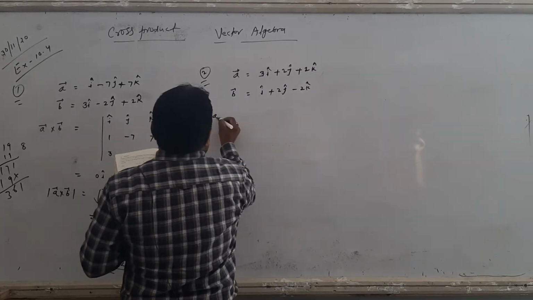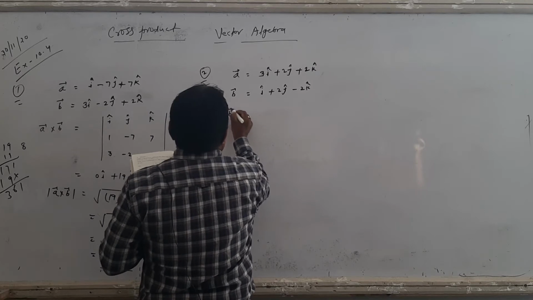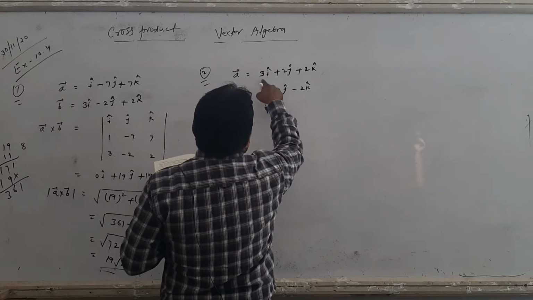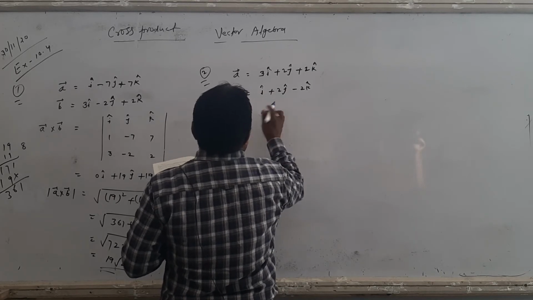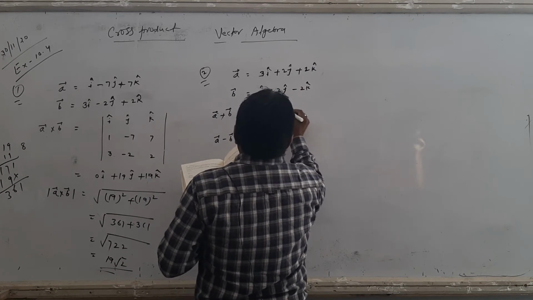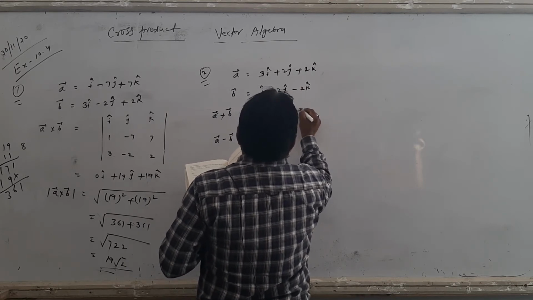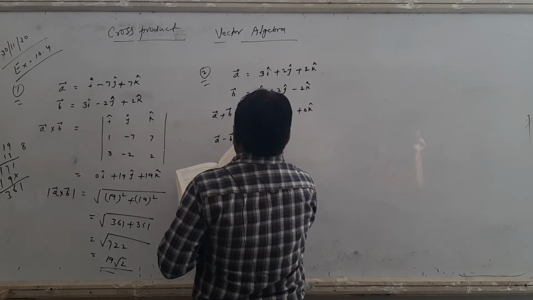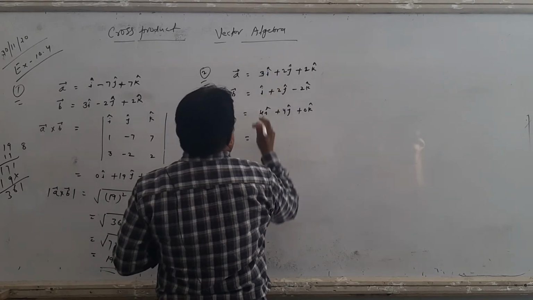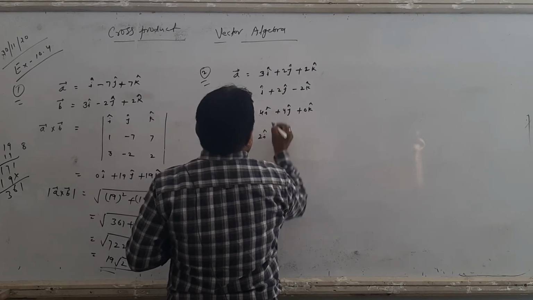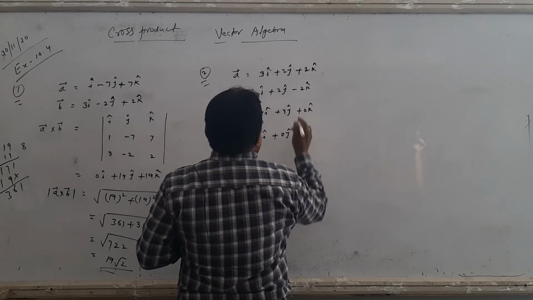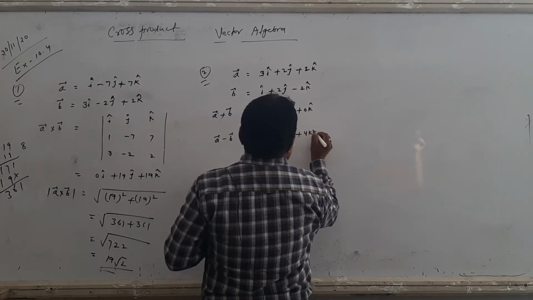First, find A plus B, the sum of the two vectors, and then find A minus B. So what is A plus B? That is 3 plus 1, which is 4 i cap; 2 j plus 2 j is 4 j cap; and 2 minus 2 is 0 k cap. Now what is A minus B? 3 minus 1 is 2 i cap; 2 minus 2 is 0 j cap; and 2 plus 2 is 4 k cap.